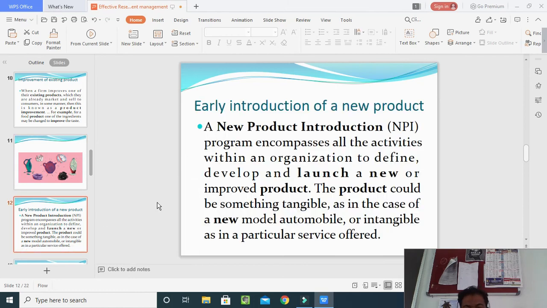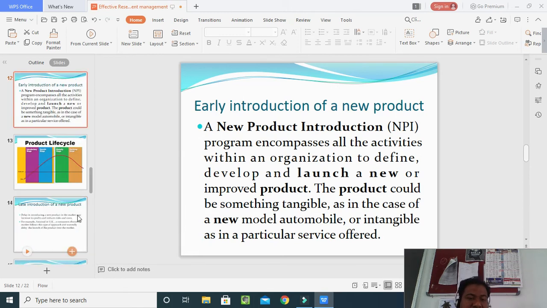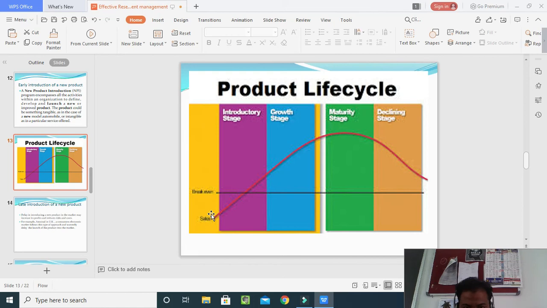Now, early introduction of a new product. A new product introduction, or NPI, program encompasses all the activities within an organization to define, develop and launch a new or improved product. So what is it saying? In the early introduction stage, all the activities to define, develop and launch a new product take place. The product could be something tangible, as in the case of a new model automobile, or intangible, as in a particular service offer.